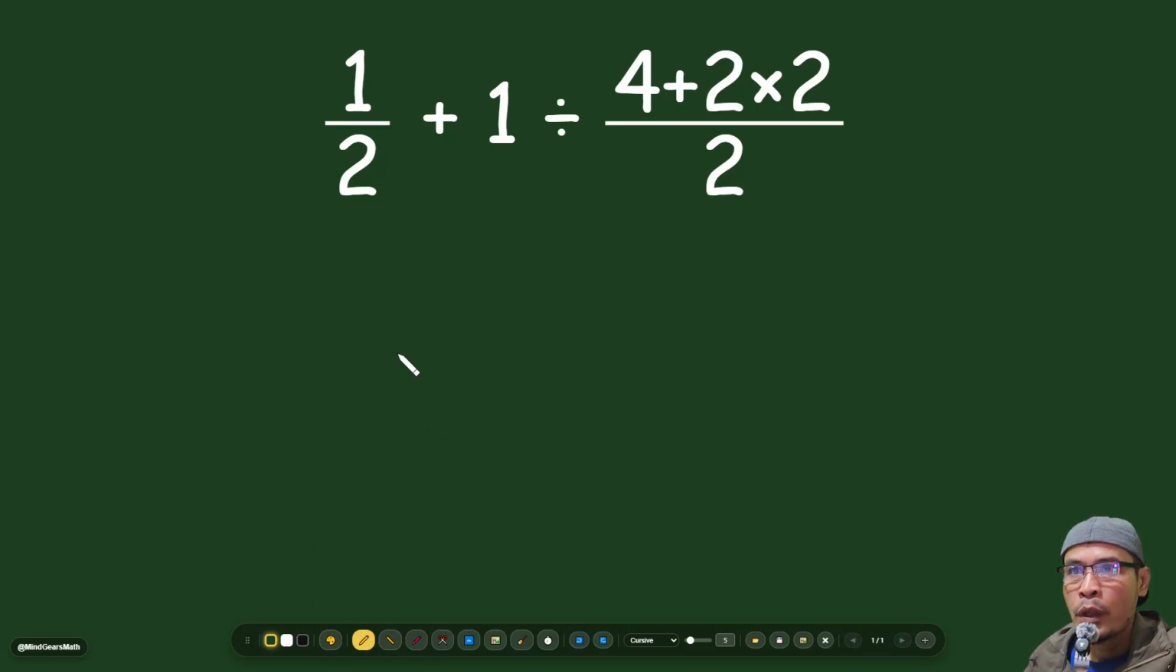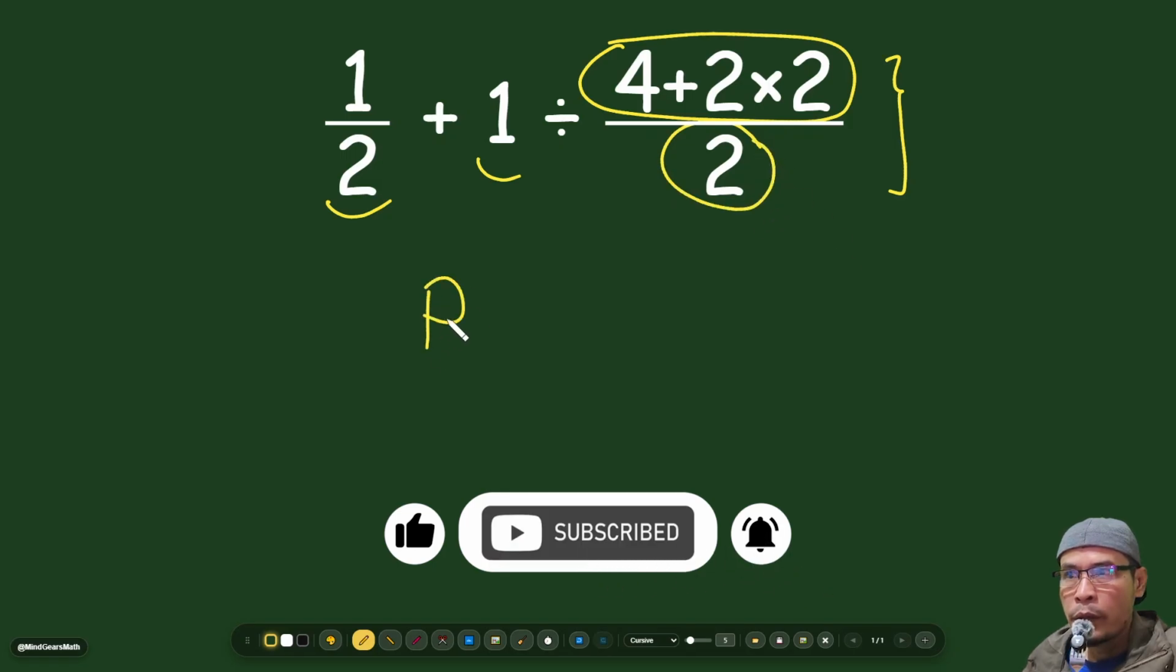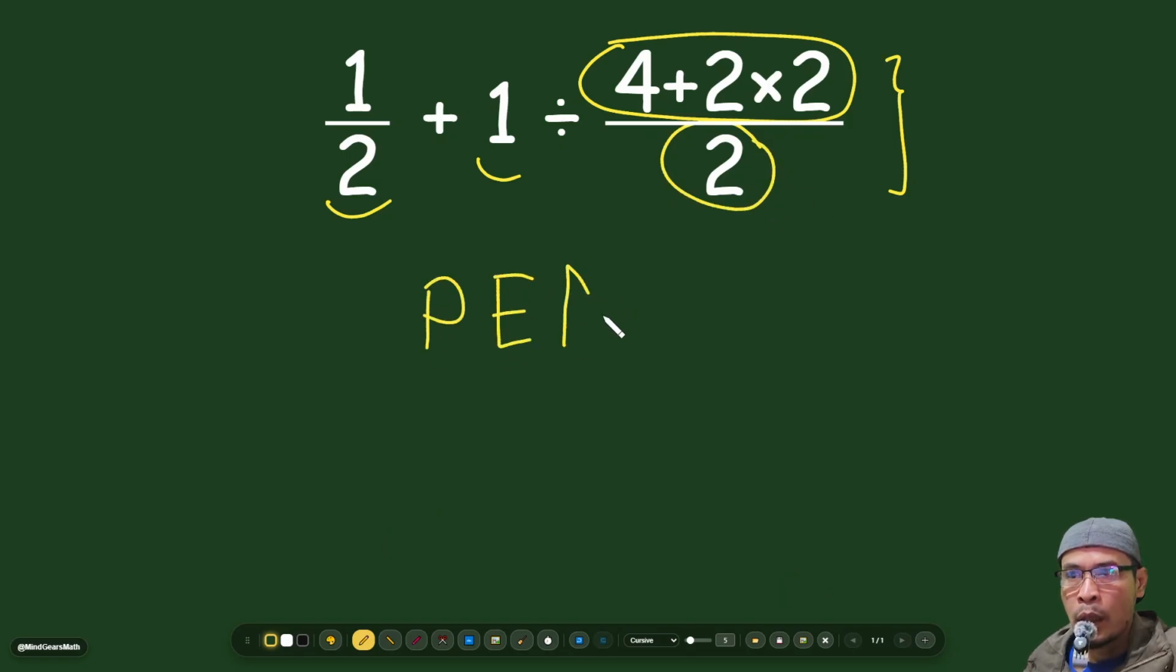Today's problem is a beautiful little test of the order of operations. 1/2 plus 1 divided by a fraction whose top is 4 plus 2 times 2 and whose bottom is 2. To solve this cleanly, we will lean on one single rule, PEMDAS.